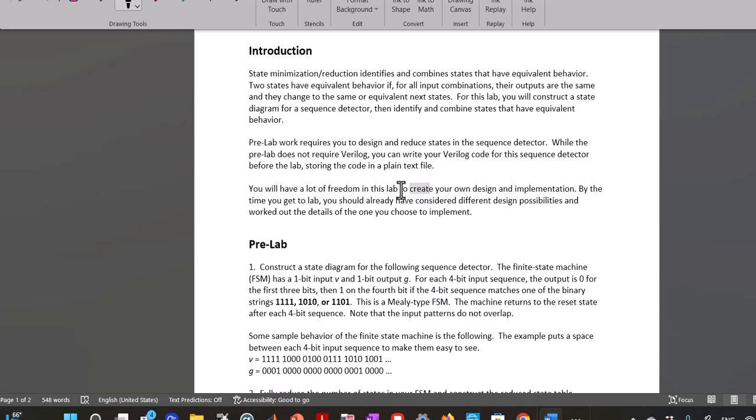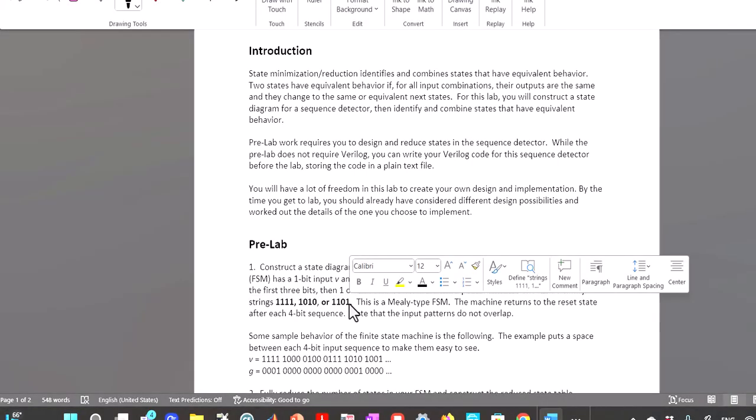And the way this sequence detector is supposed to work is for every 4 bits, for the first 3 bits, it should output a 0. And then on the 4th bit, it should output a 1 if you have one of the following 3 sequences. So these 3 that are right here.